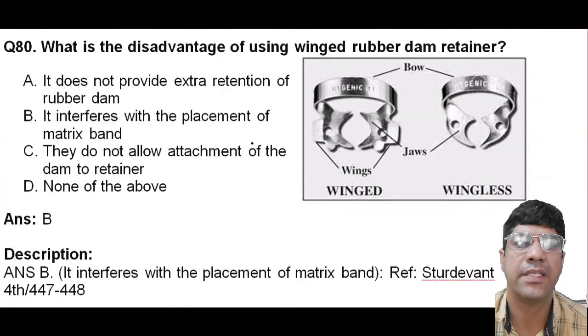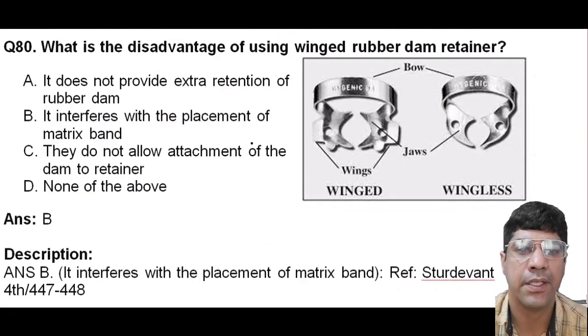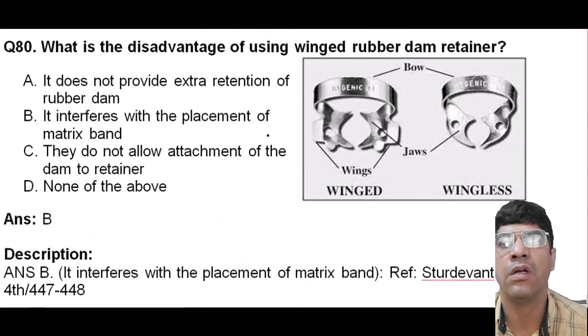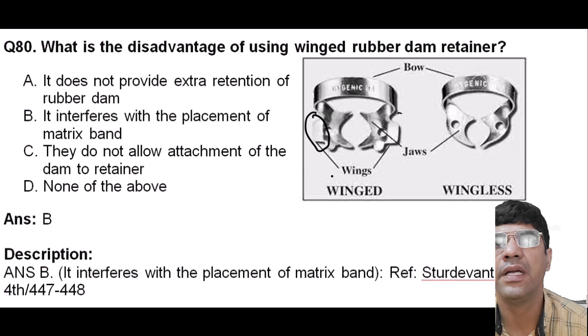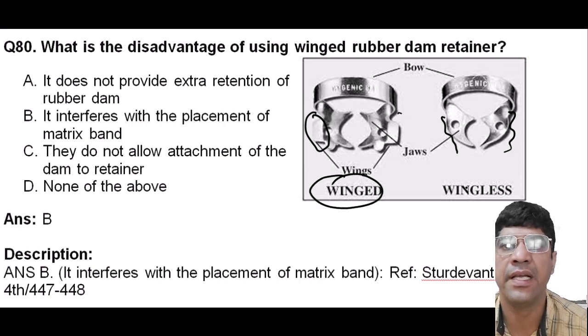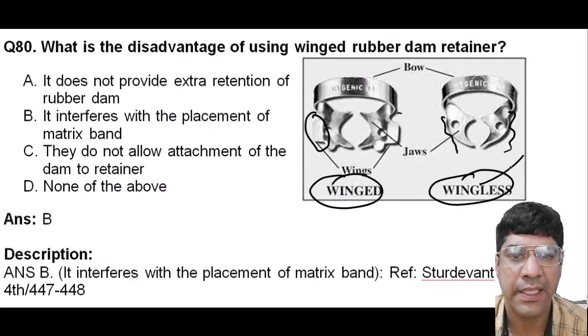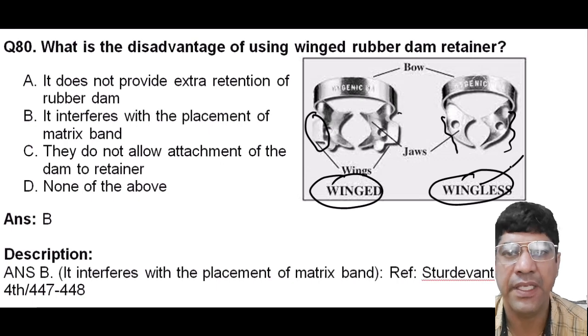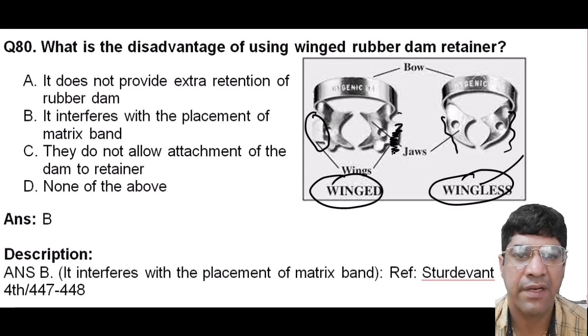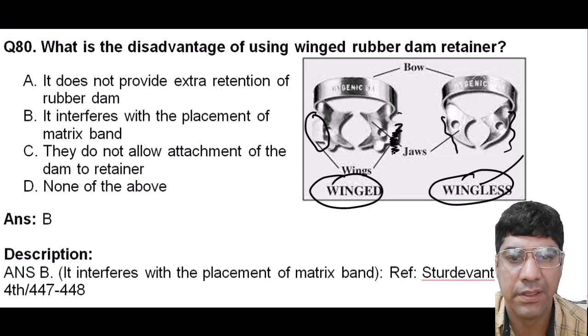What is the disadvantage of using a winged rubber dam retainer? You can see these are the wings, and there are no wings here. That is why it is known as a wingless rubber dam retainer. The disadvantage of the winged retainer is that these wings will interfere with the placement of the matrix band, retainer and wedges.